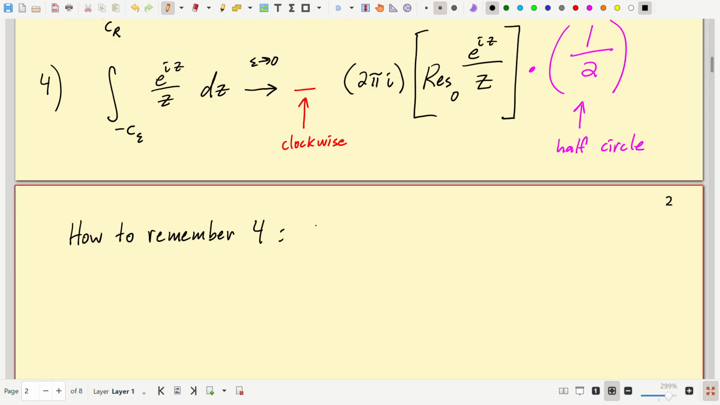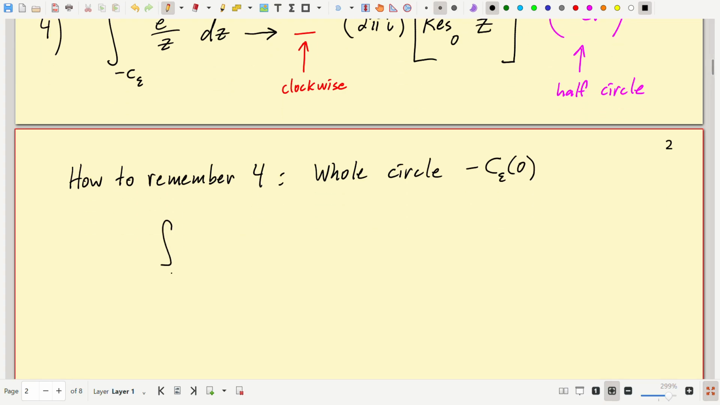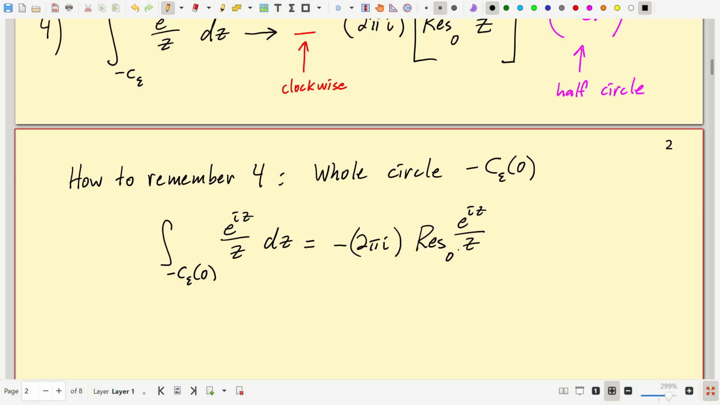Let's say it was a whole circle, minus c sub epsilon about 0. Then by the residue theorem, minus the integral along the whole circle of e to the iz over z dz would be minus 2 pi i, because it's clockwise, times the whole residue, because it's a whole circle. And of course we're doing a half circle, so it's half that.